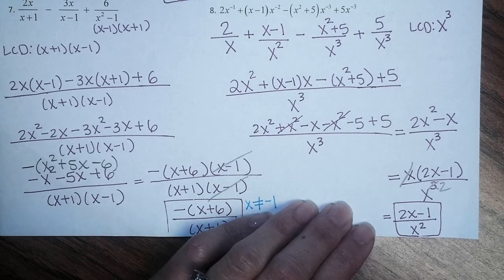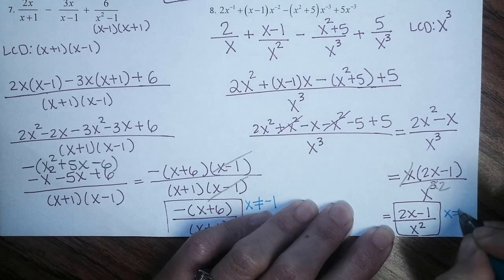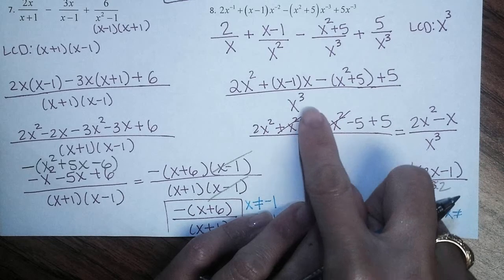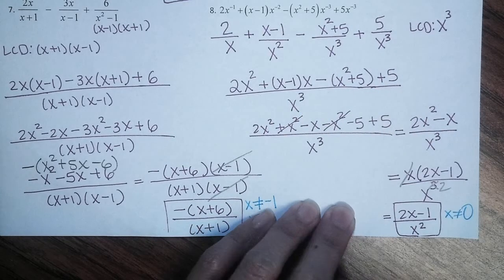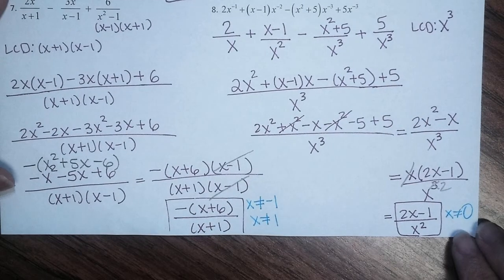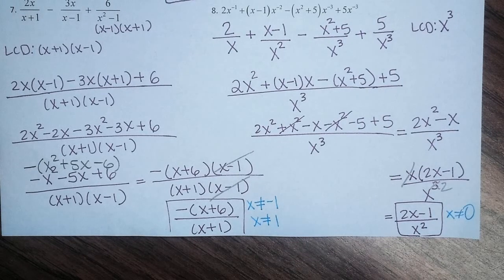And then again for the restrictions, your denominators can't be 0, so it looks like just x can't be equal to 0. And now that is 11.5, the first half, which you'll need for your quiz.